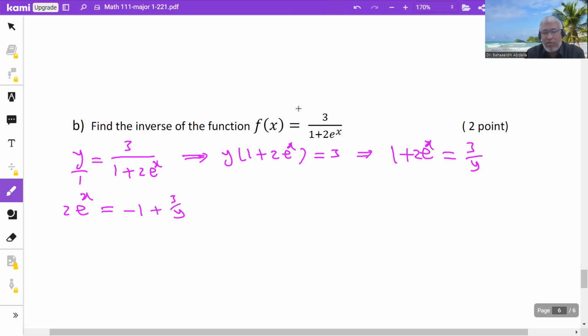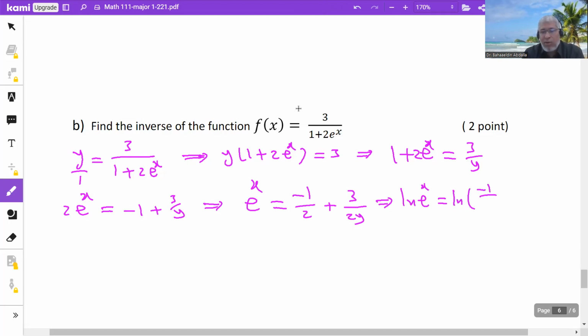And now how to get rid of this 2? Divide by 2, or multiply by half. So 2 will appear in the denominator on the right hand side. Now I need to solve for x still. So I need x, not e^x. So apply ln to both sides to get rid of e.